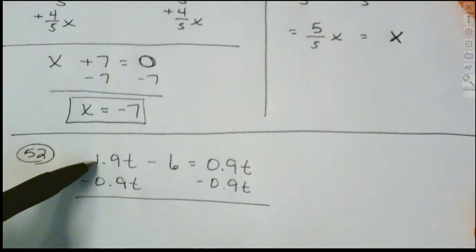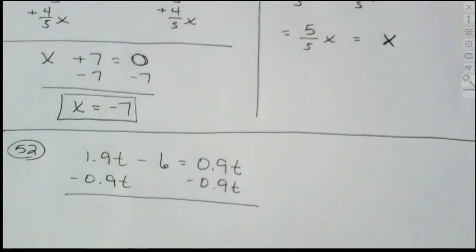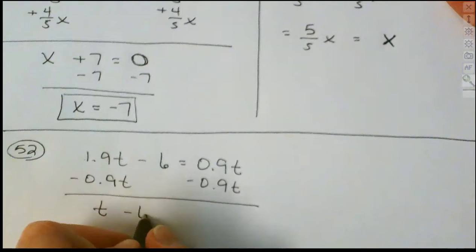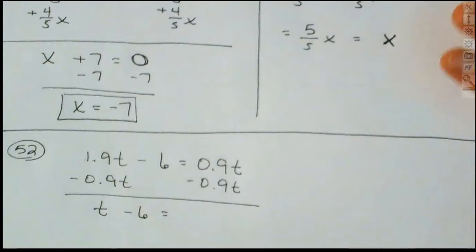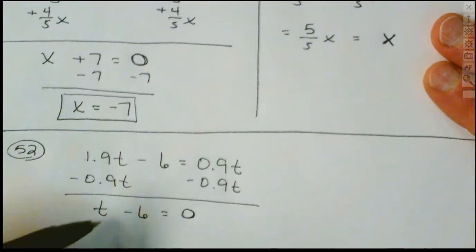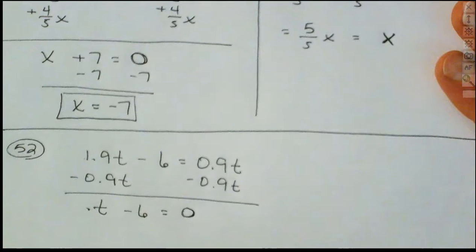And 1.9 minus 0.9, well, that leaves you with the 1. And we don't put the 1 there, so we just bring the t down. On the right-hand side, what does that make that now? 0 again. You could put the 1t there if you wanted to, but you don't have to. And if you struggle with decimals, just use your calculator. Okay? So if you want to, you can just use a calculator.